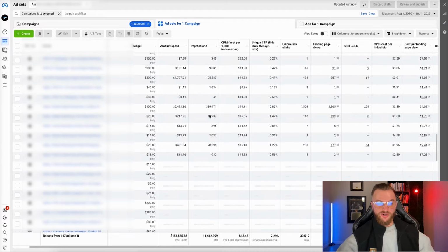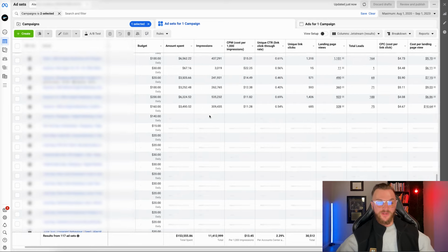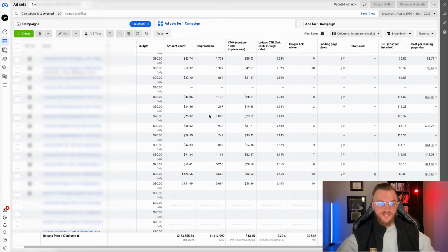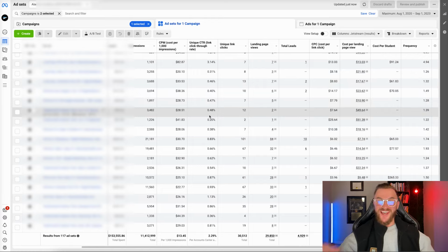And so you can see here just the sheer volume of testing that we did, right? So many tests that we did, just burning through different audiences, different types of ads. And that's really the key to advertising, is just testing.